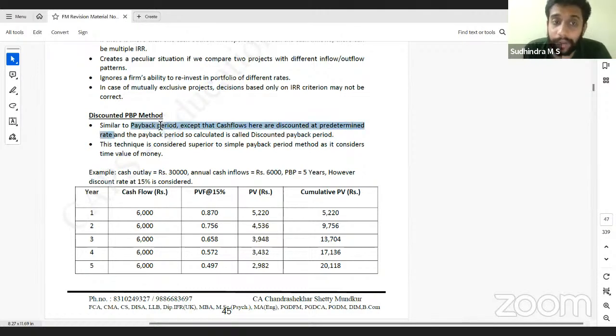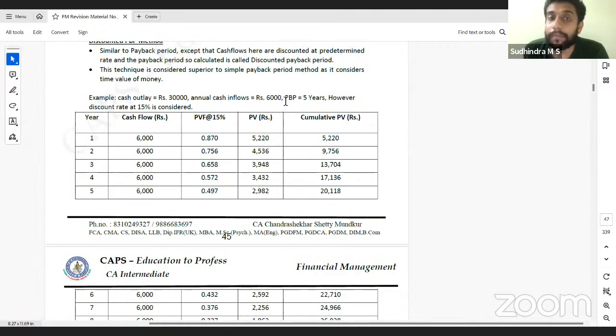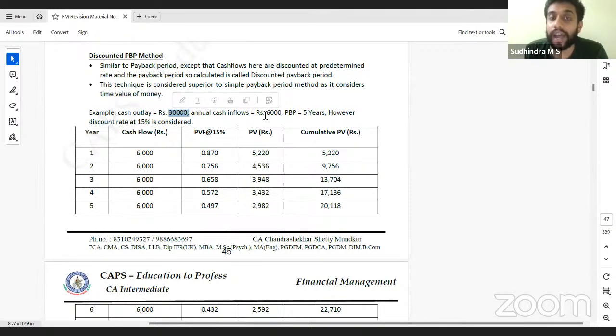Discounted payback period is similar to payback period. The only thing is instead of cash inflows, we'll be considering discounted cash inflow. Present value of cash outflow divided by present value of cash inflow is what we will do to get the payback period. So normally, if 30,000 is the cash outflow and annual cash inflow is 6,000, 30,000 divided by 6,000, 5 years would have been the payback period.